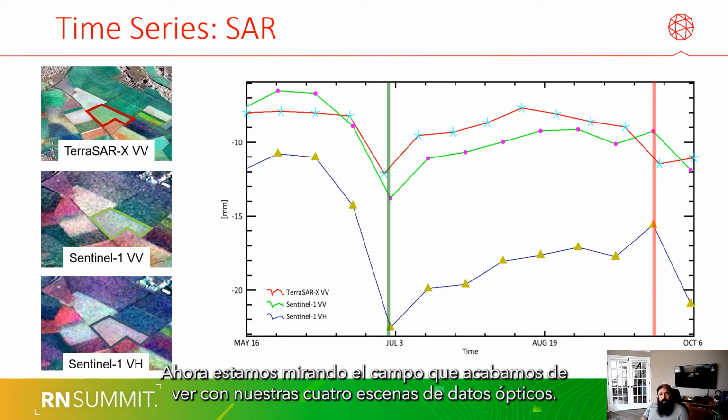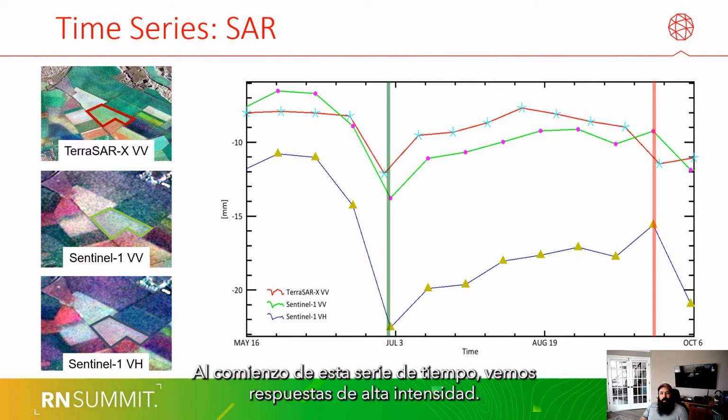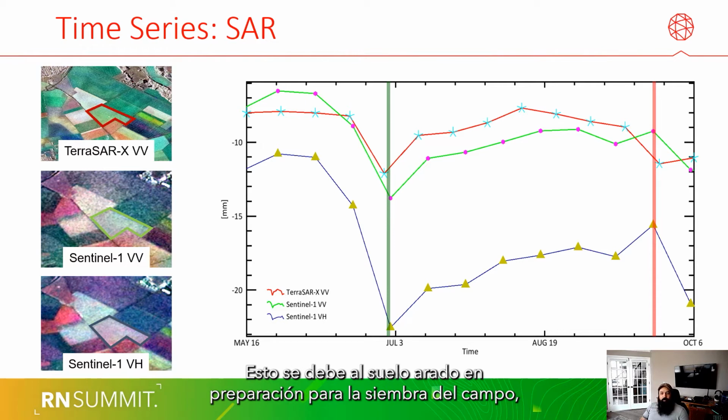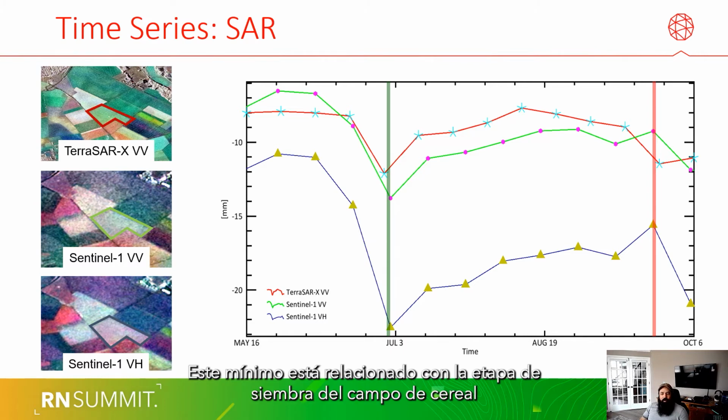Now, we're looking at the field we just viewed with our 4 scenes of optical data. Now we're looking at it with a few different SAR sensors. At the beginning of this time series, we see high intensity responses. This is due to plowed soil in preparation of planting the field, as we saw in the June optical image. In the beginning of July, we see a minimum, which is highlighted by the green line. This minimum is related to the sowing stage of the cereal field.